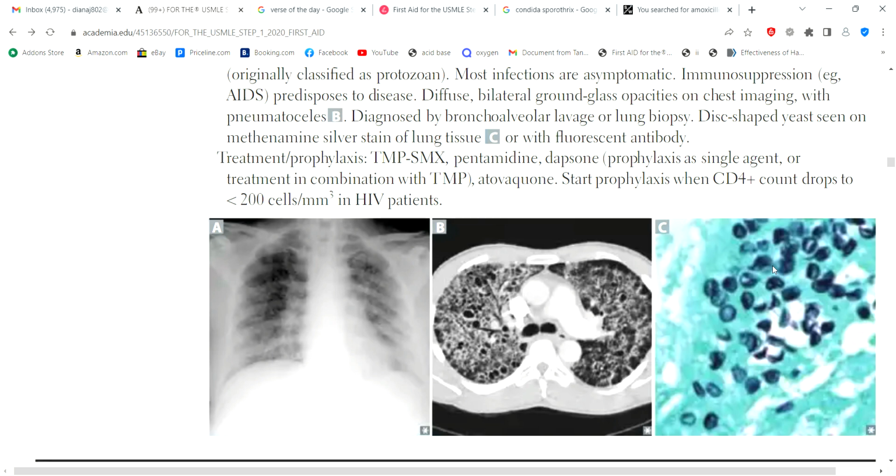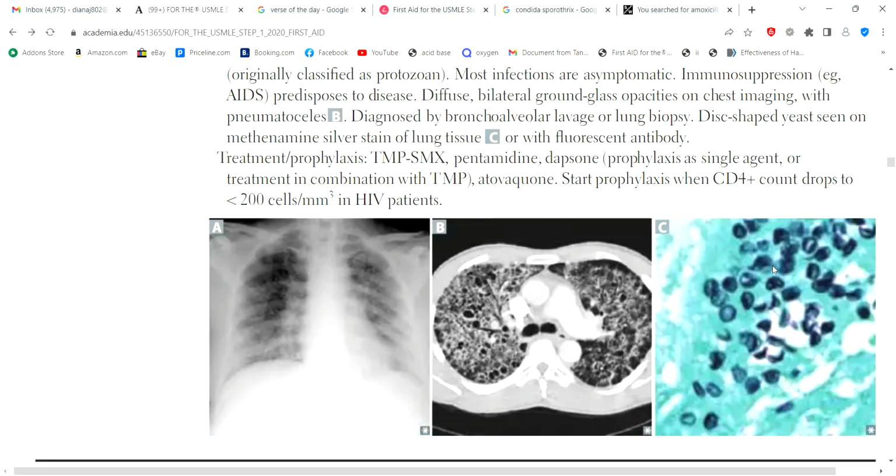It's transmitted by respiratory droplets. So when somebody with this fungus coughs, the spores are inhaled by somebody else, and let's say that patient is an HIV patient and they're not compliant with their antiretrovirals, and their CD4 count drops to below 200 because they have inhaled this Pneumocystis jirovecii. That's when you start prophylaxis with dapsone.